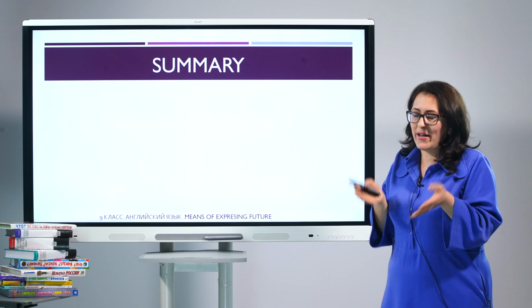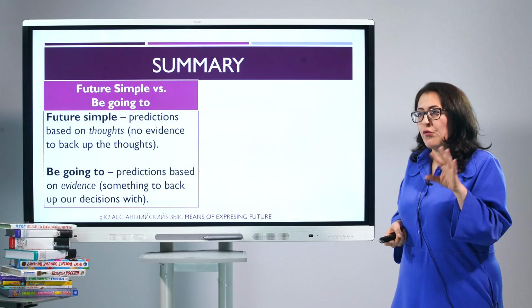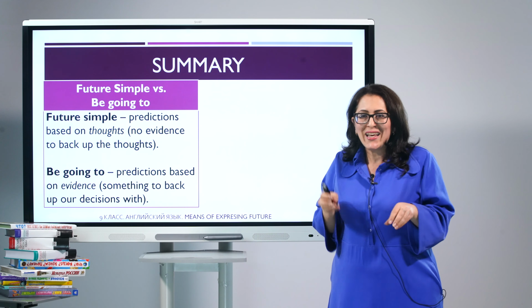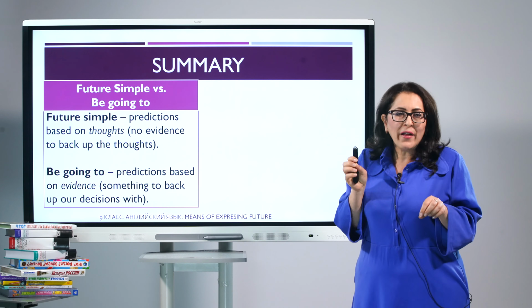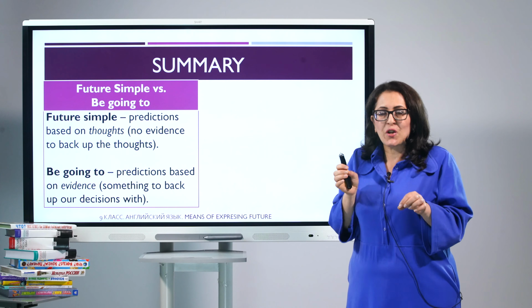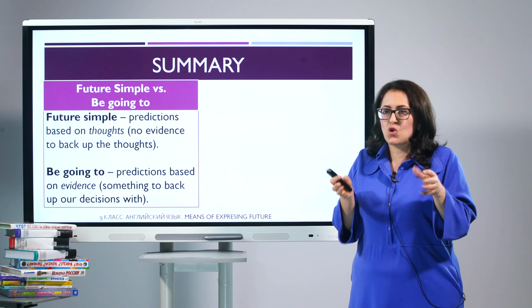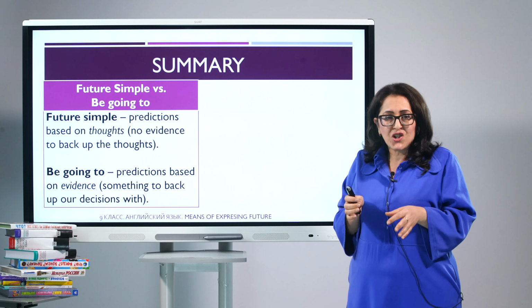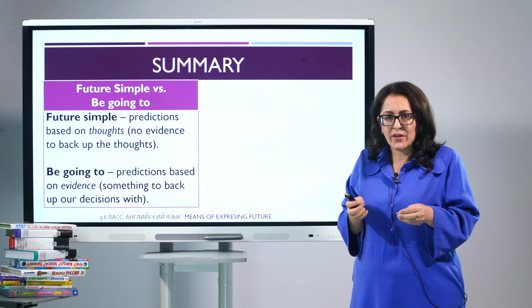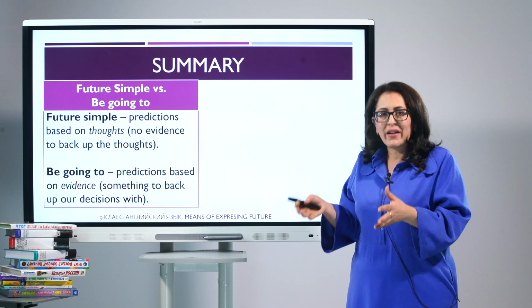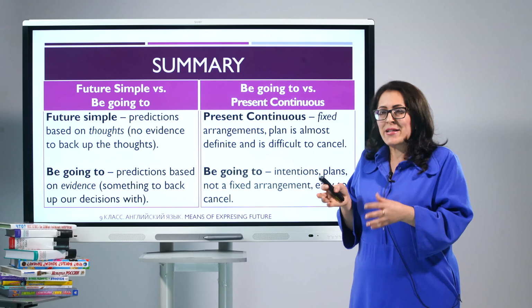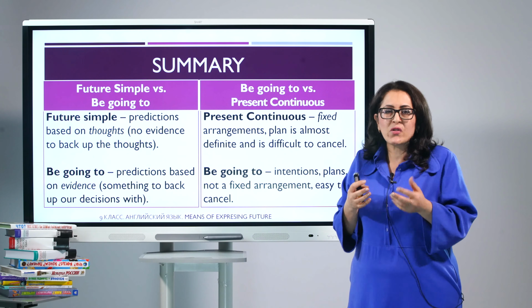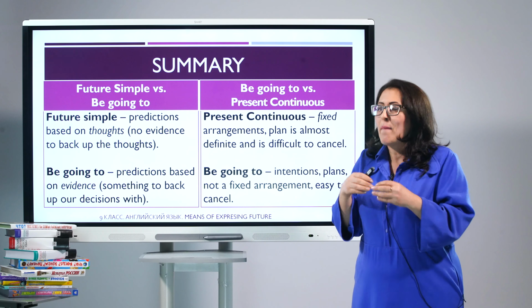So let's summarize. Let's recap. Future simple is very often confused with the to be going to construction in terms of predictions. While future simple expresses prediction based on thoughts, with no evidence to back up our ideas, to be going to is based on evidence, something to back up our decisions, to back up our ideas. So the next item to consider is that to be going to is very often confused with present continuous in terms of planning.